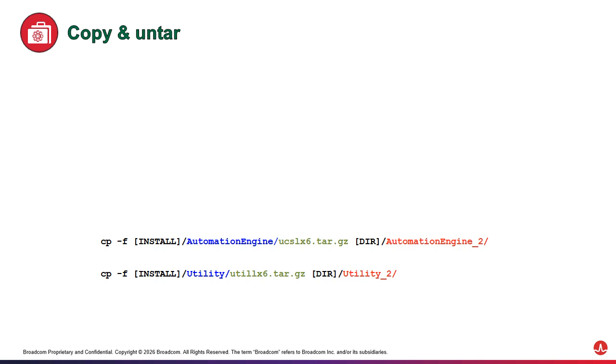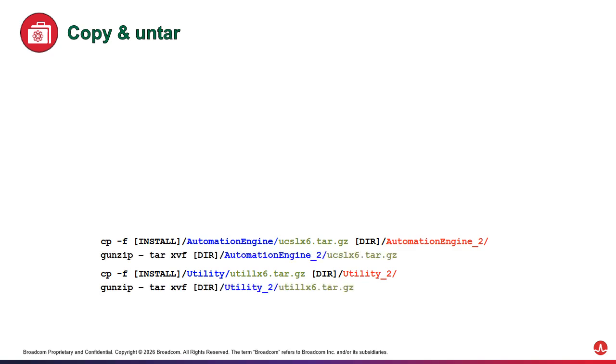For utilities and the automation engine, we copy the version 26.tar.gz install file from the install package into the newly created destination directory. Don't worry about the service manager since it isn't being upgraded. You uncompress and untar each file. New bin and temp directories are generated.